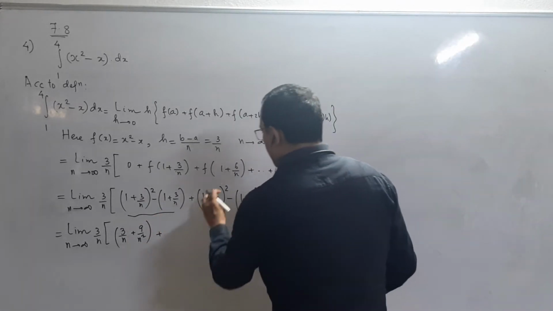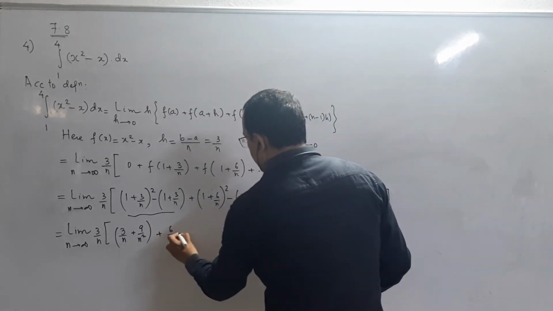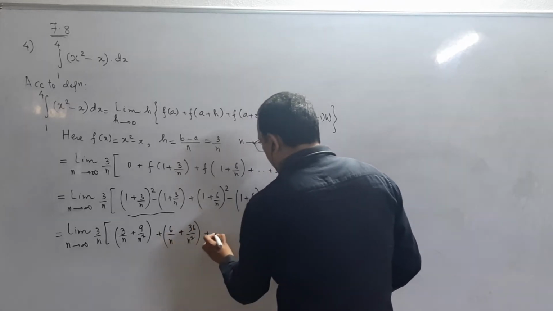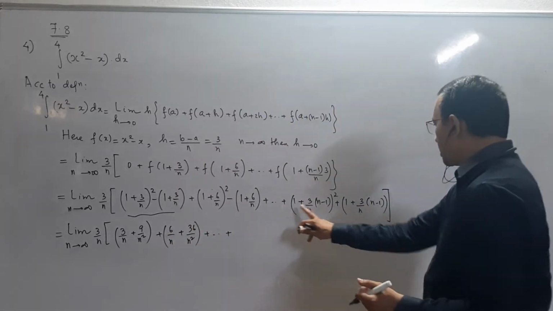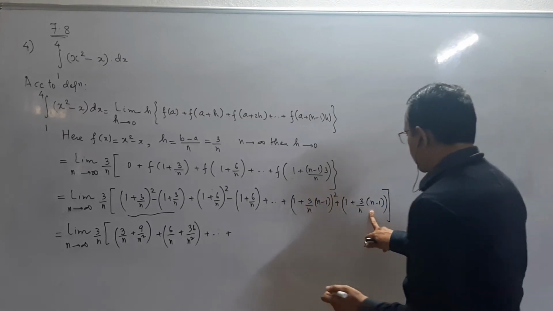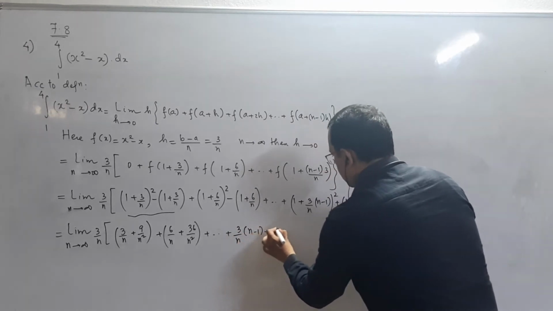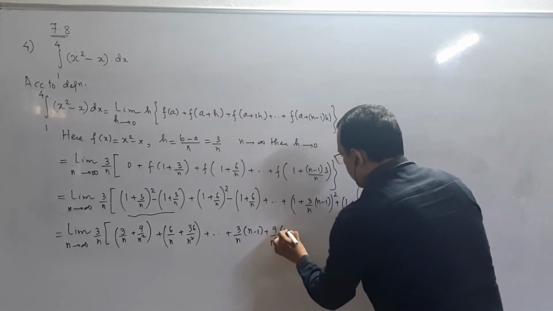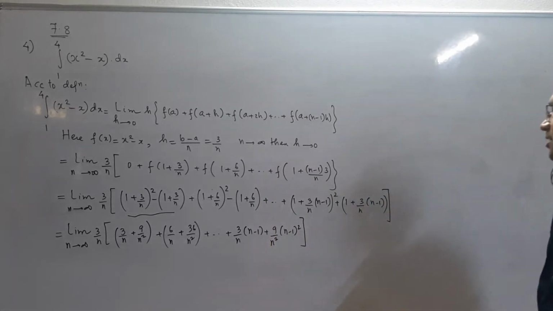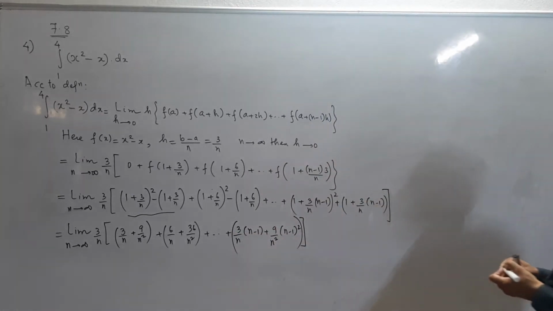Same way here, middle term will be 12 by n minus 6 by n, so 6 by n, and last term will be 36 by n square. Up to, 1 and 1 cancel, middle term will be 6 by n minus 1 minus 3 by n, so 3 by n minus 1, and last term will be 9 by n square into n minus 1 the whole square. So this is how, students, we have simplified.